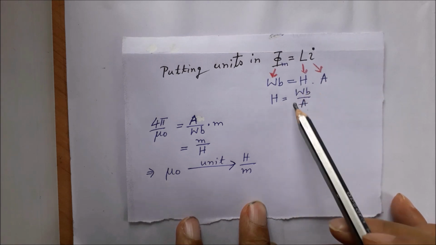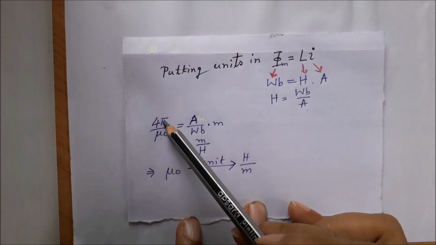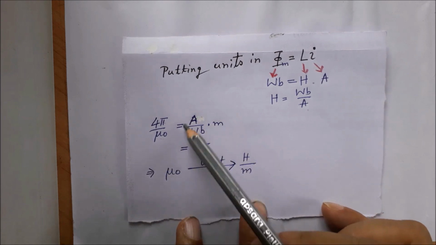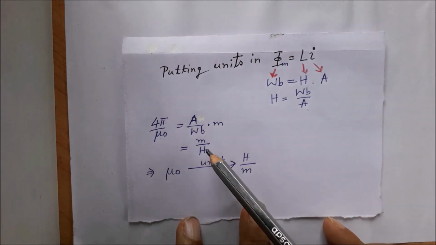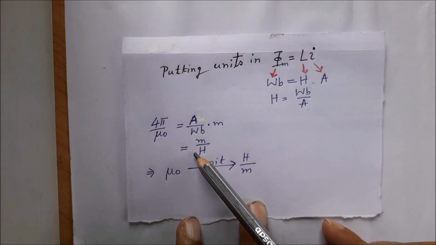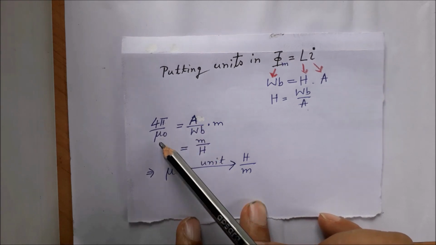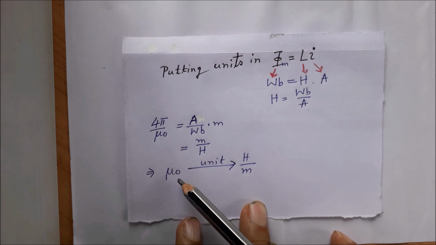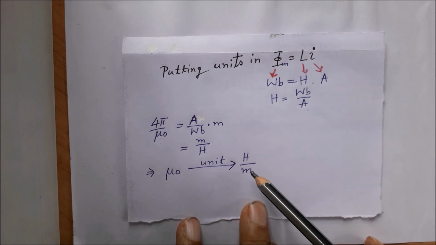Now this we can put in the expression for 4 pi by mu 0, which we got to be this one, and therefore Weber per ampere is Henry, and therefore 4 pi by mu 0 is meter per Henry, which gives mu 0 as Henry per meter. Let us now sum up.